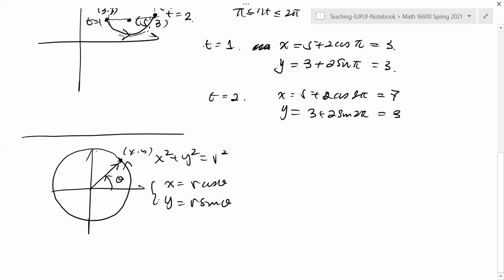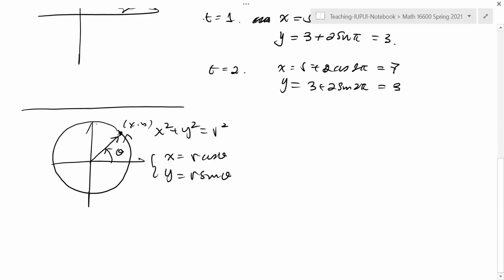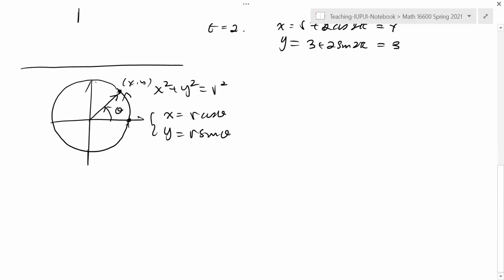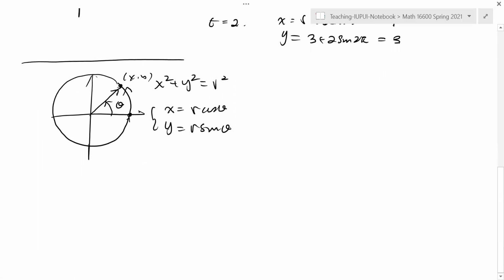This is the typical parametric equation for the circle. When theta increases, you get the whole circle from the starting point. When theta equals 2 pi, you come back to the point. Using this idea, I'm going to introduce so-called polar coordinates.